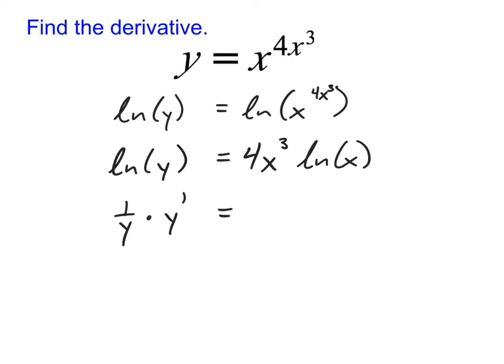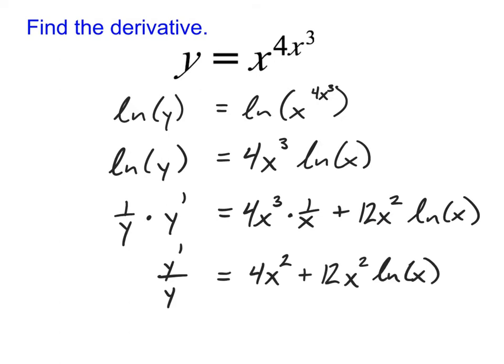And so when you're finding the derivative on the right-hand side there, remember, you are going to be using product rule because this is 4x cubed times the natural log of x. And so we do original times derivative plus derivative times original. And then it's just a matter of cleaning it up as we go.